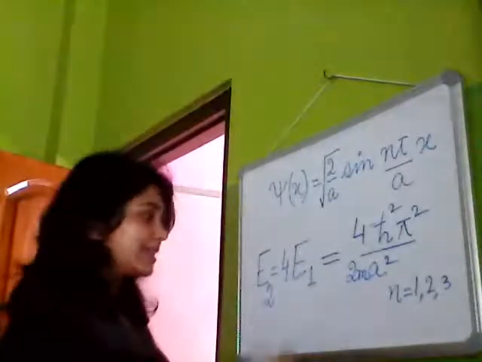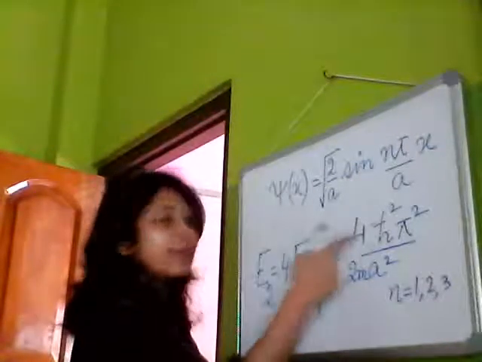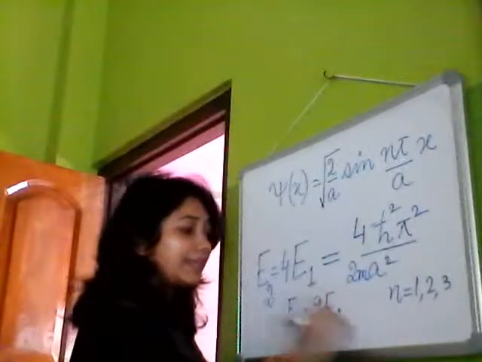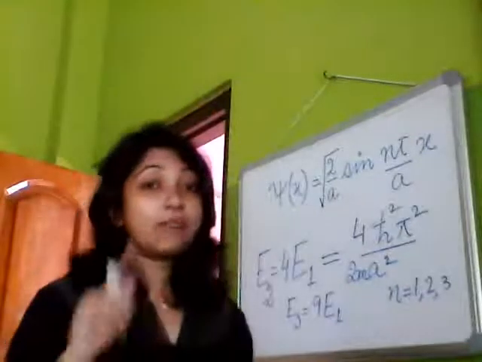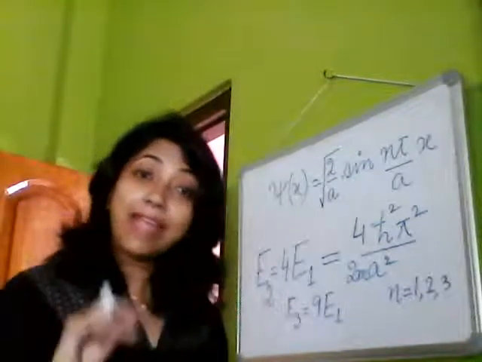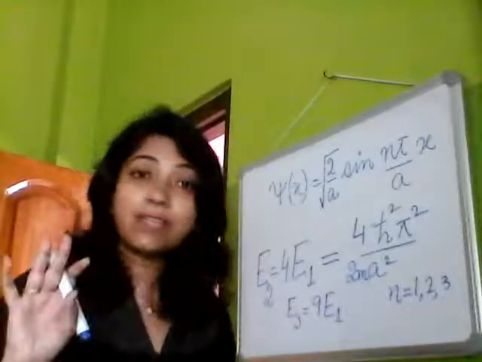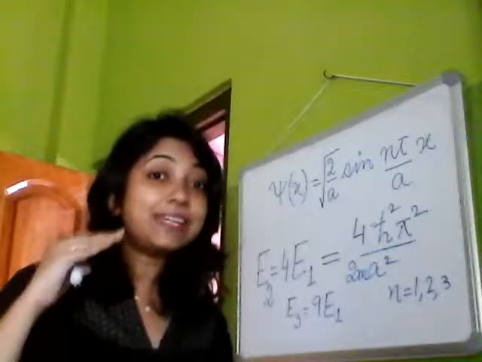So like this, I hope all of you will agree with me that E3 will be 9 E1, because we are having an n square. When I put n is equal to 3, I will be getting 9 times E1. So remember, this is where I would like to remind you about Planck's hypothesis. Planck had told us that energy is not a continuous thing.